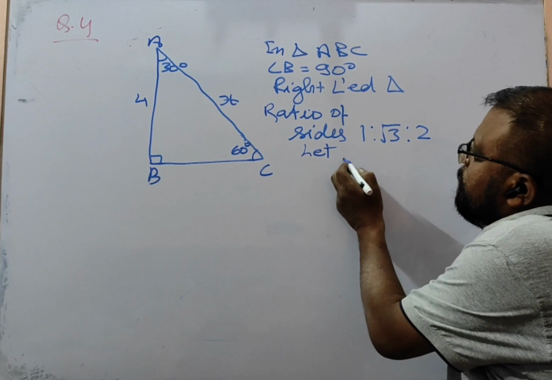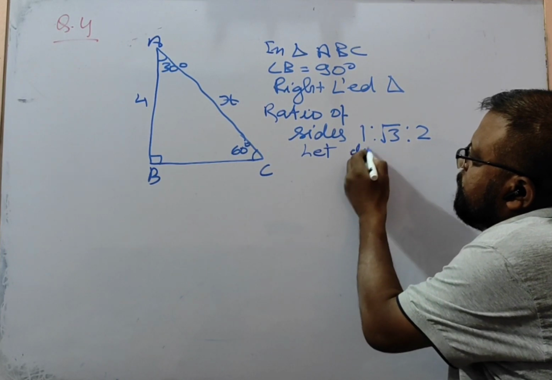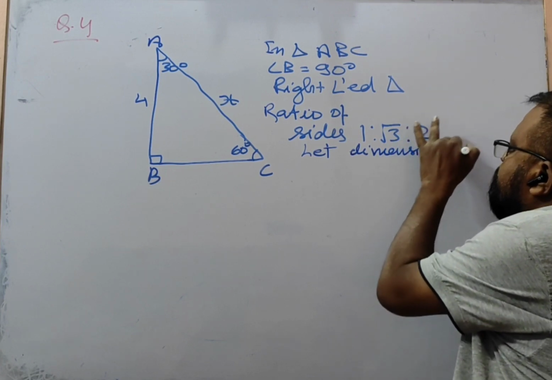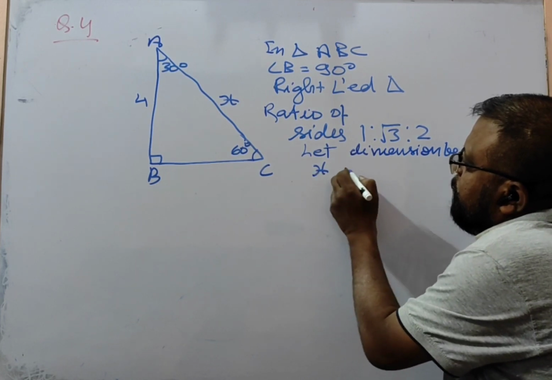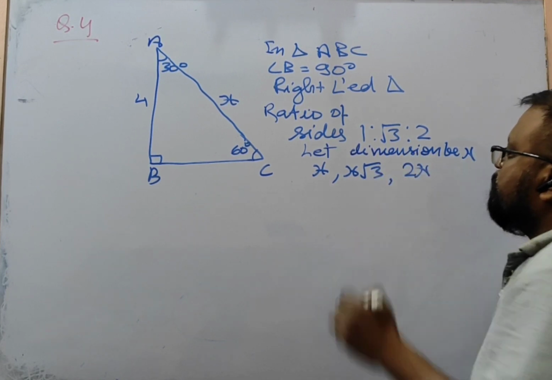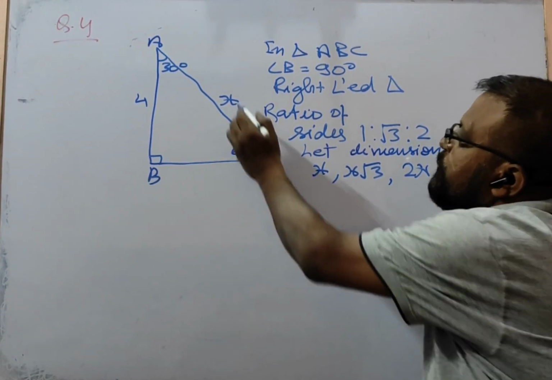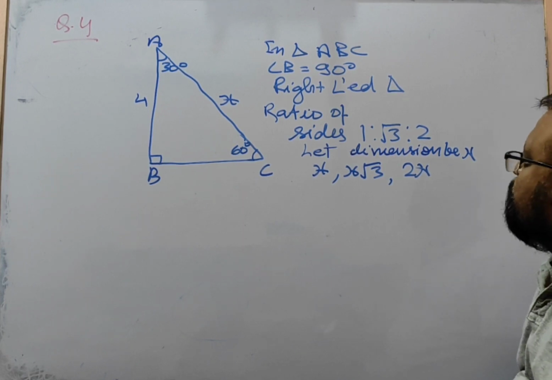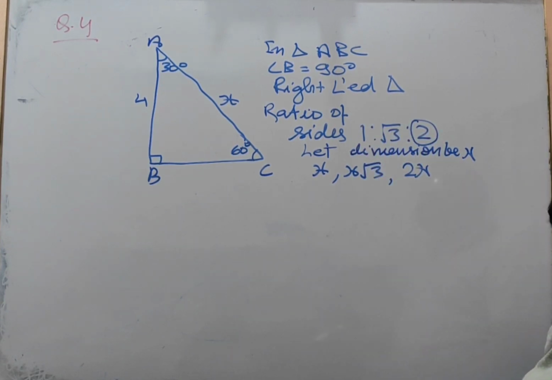So let the dimension be x. So this is x, x root 3 and 2x. Right. So this will be positively 2x. Right. This is the longest side, so this belongs to hypotenuse.